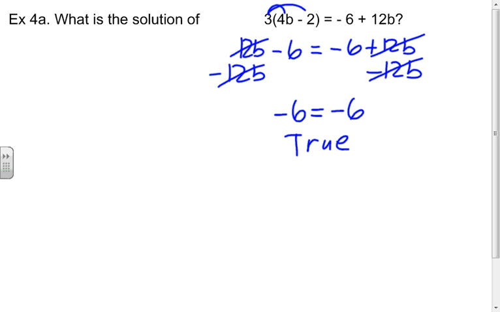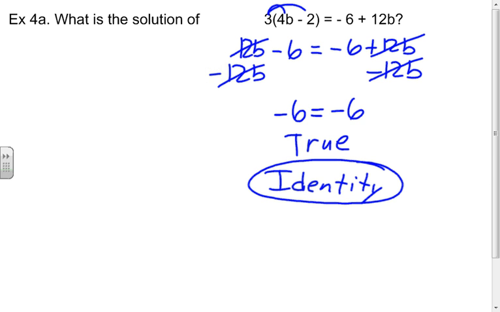What do I write down if the answer I get is true? The word identity. That is the answer to this problem. It's an identity. It doesn't matter what I plug in for b. If I go back to the original problem, if I plug in the number 1 for b on both sides, I get something that's true. If I plug in the number negative 17 for b on both sides, I'm going to get something that's true. No matter what I plug in, I'm always going to get an answer that is true.